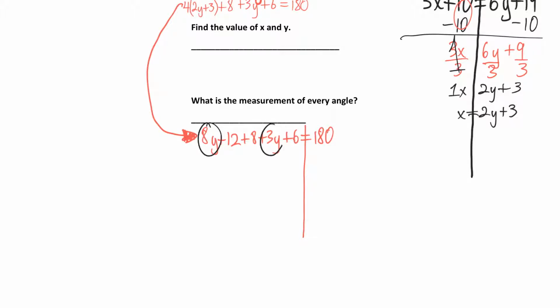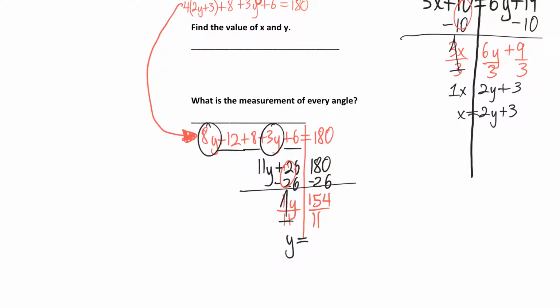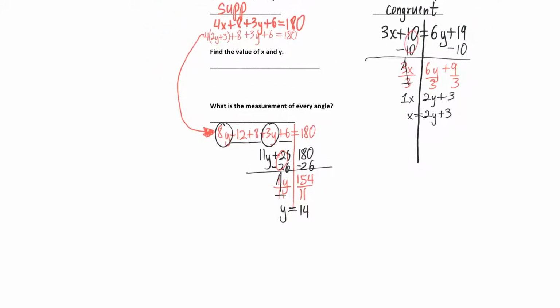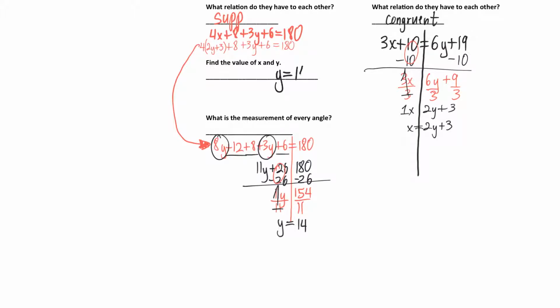All right, so 8y and 3y makes what? 11y. Then 12, 8, and 6 make what? 26 equals 180. Minus 26 from both sides. Okay, that zeroes out. We have 11y equals 154 divided by 11. And what does y equal? Okay, so there we go. Now we've got a piece of it. Now I know what y equals.